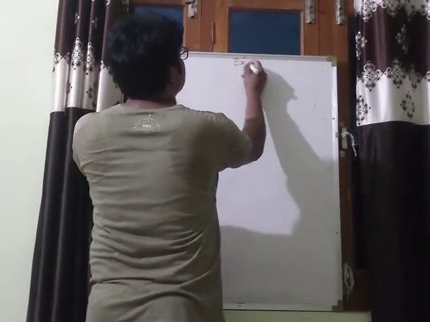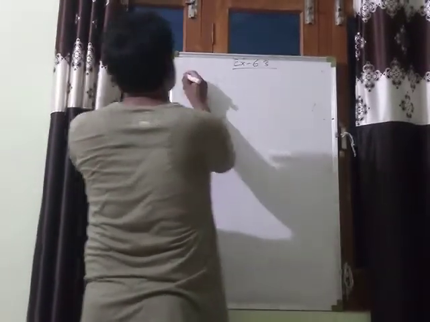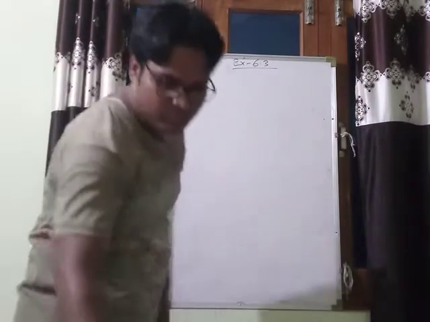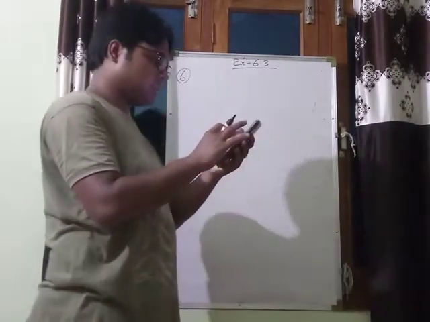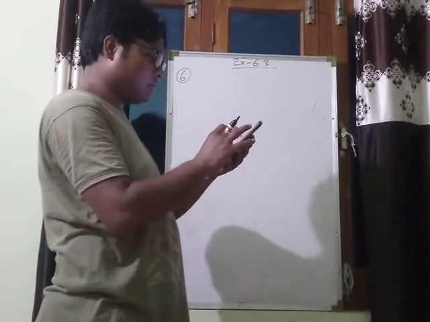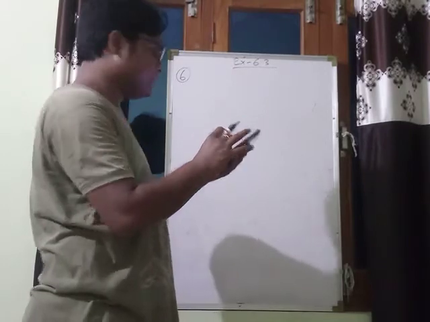Exercise 6.3, question number 6. That question is also very important for you. See, in figure 6.44, the side QR of triangle PQR is produced to a point S.